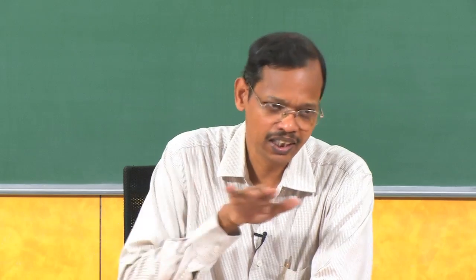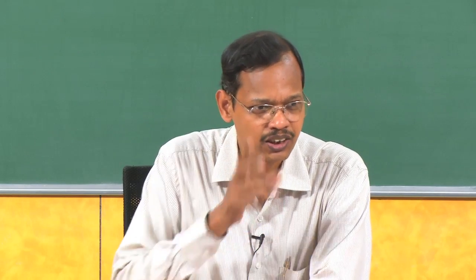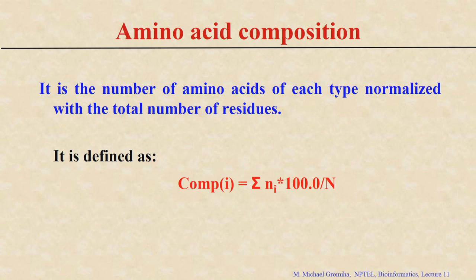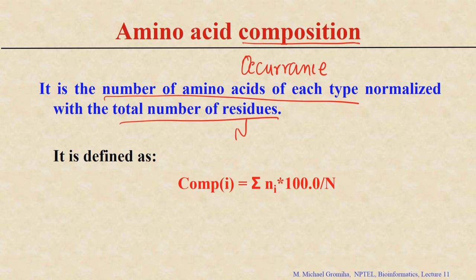If you normalize with the length, then you can see whether there is any preference for amino acid residues in proteins of different lengths. In this case we use the term composition. Composition gives you the normalized value of amino acid occurrence. Essentially, the number of amino acids of each type is called occurrence, and it is divided by the total number of residues n.